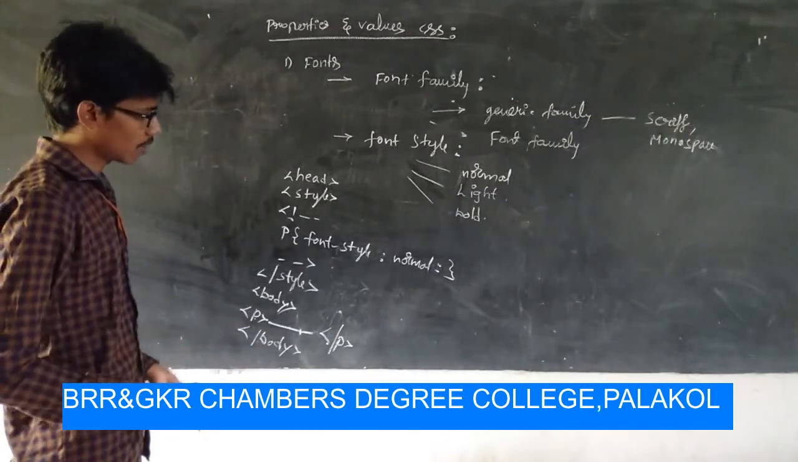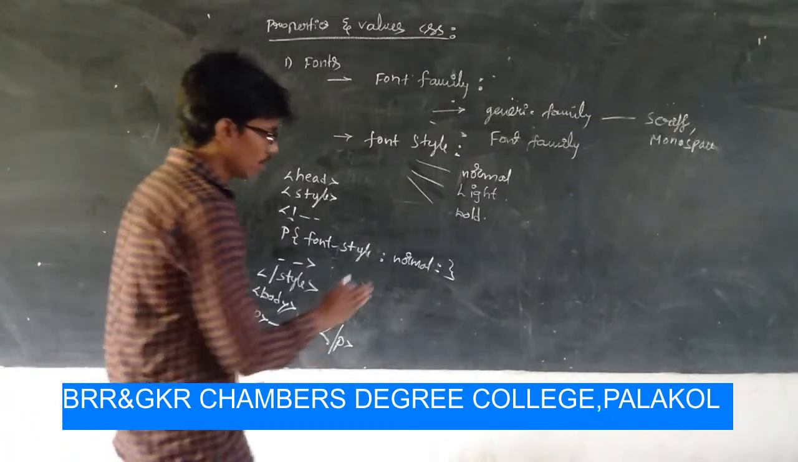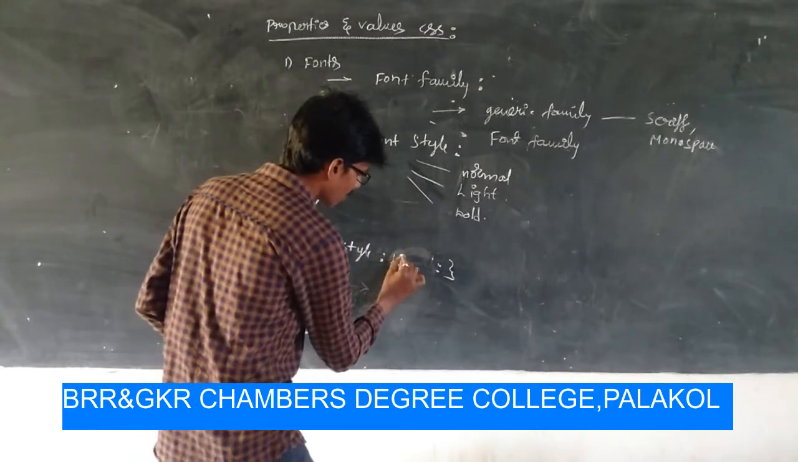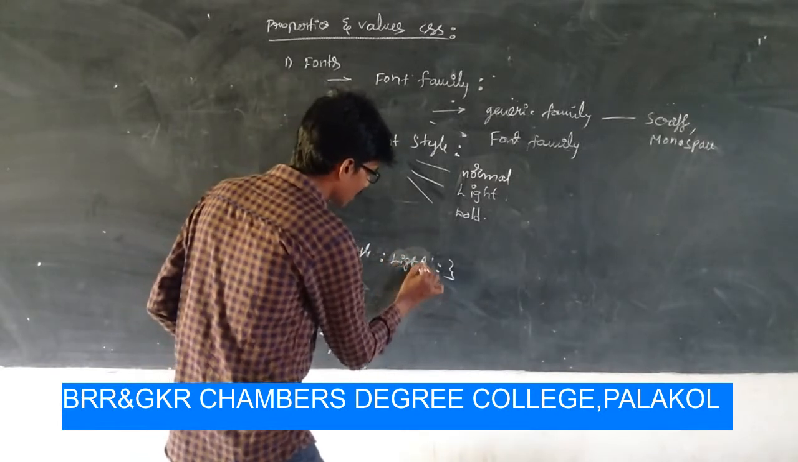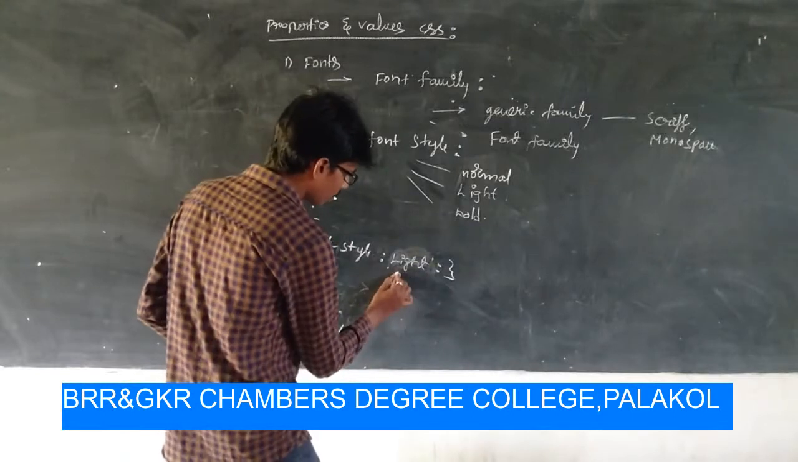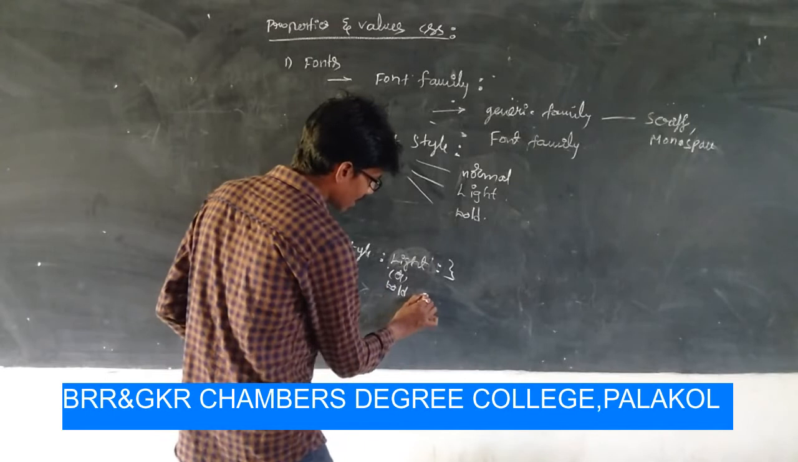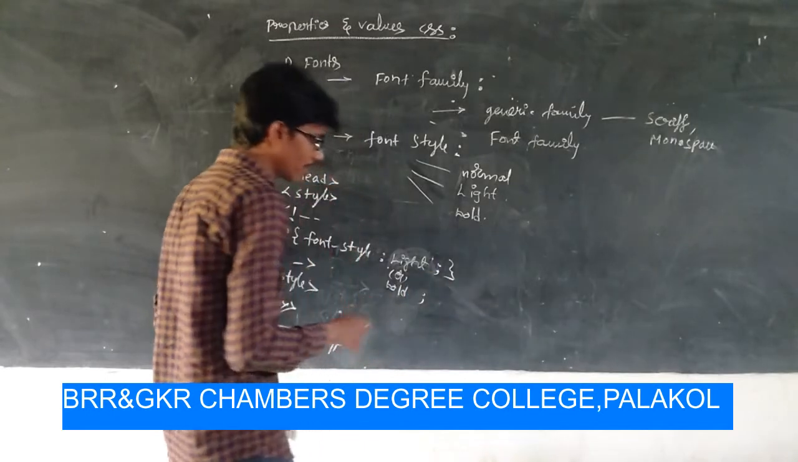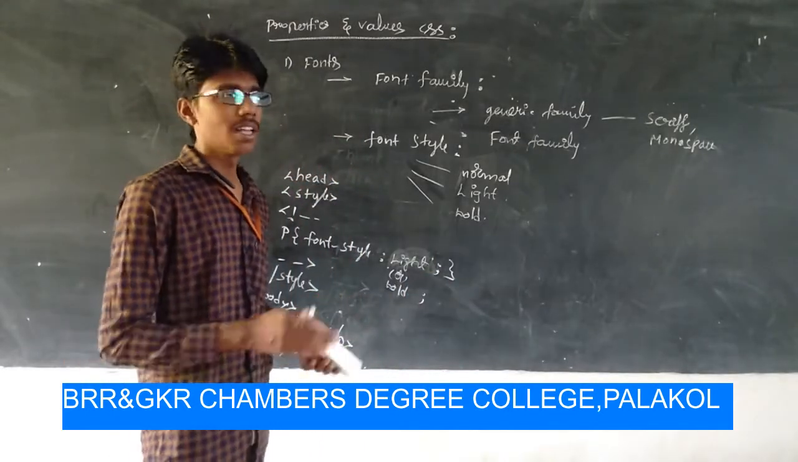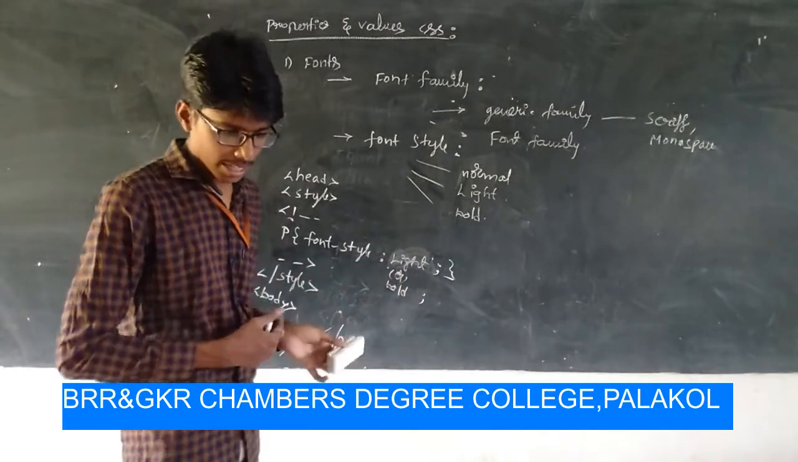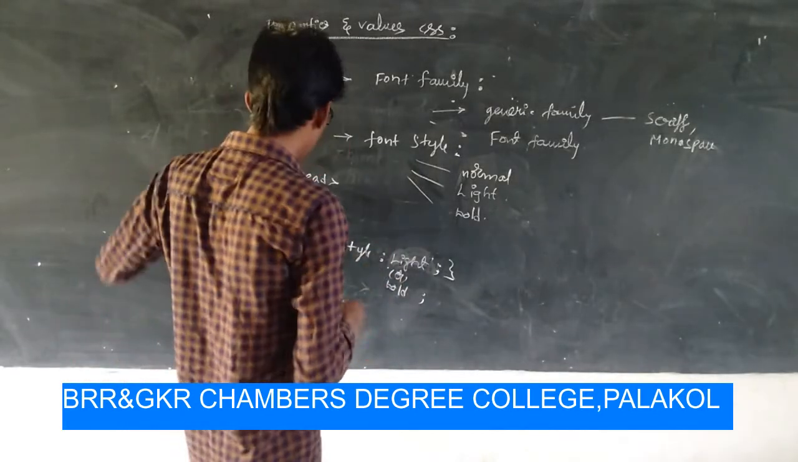The syntax is as follows. If you don't want normal, you mention the value as light, or you mention bold. The text can be presented in bold content, in a thick format compared to other text. Okay, next one is font size.